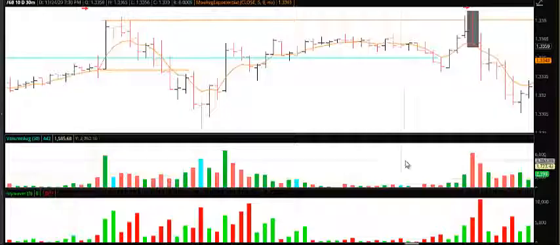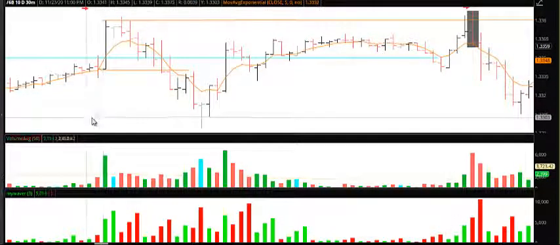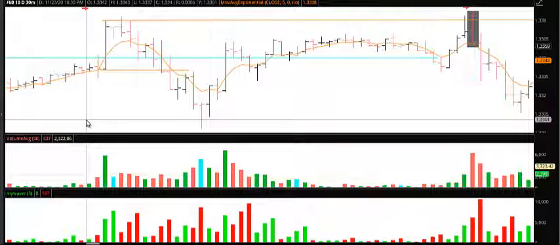So again, incorporate all of this with what you see here and start learning how to read volume. It's really important to learn how to read volume and use it correctly. It will help you find these turning points.